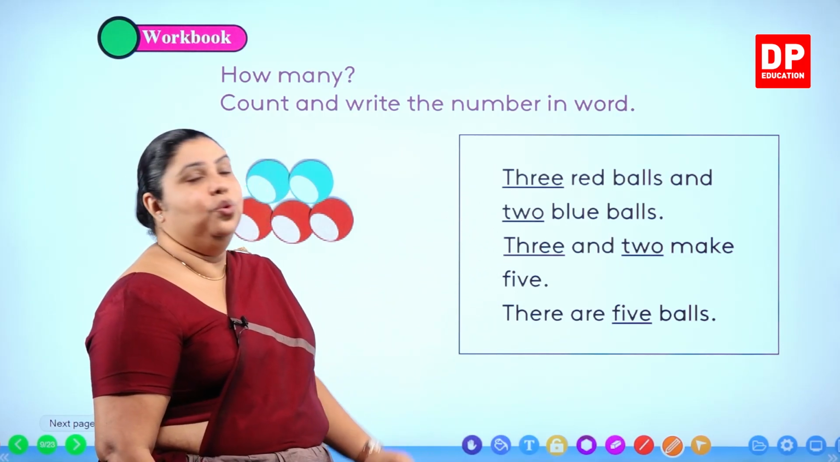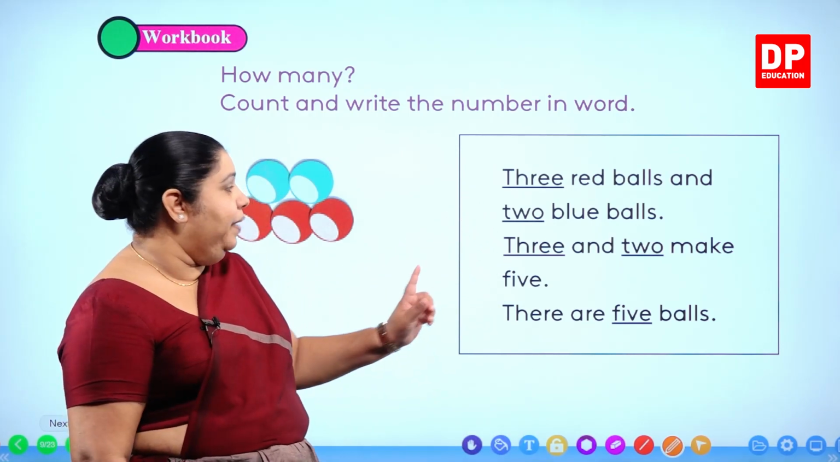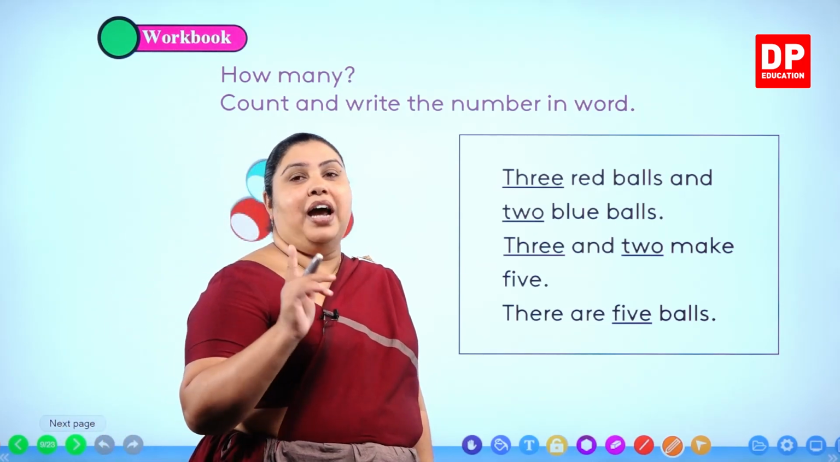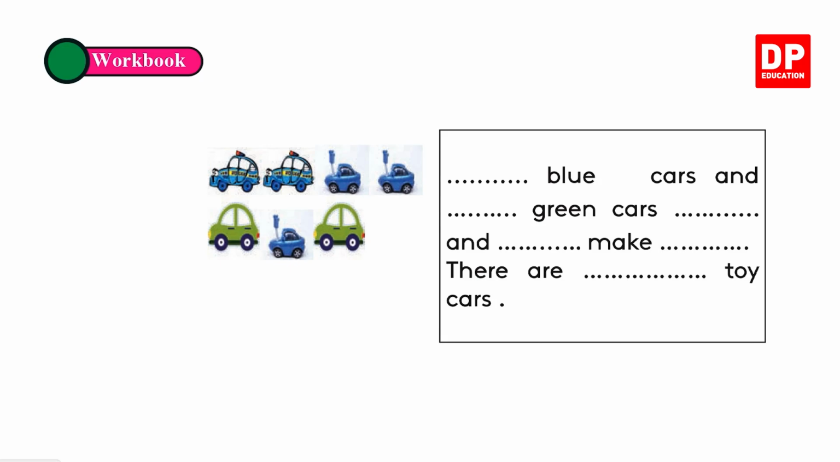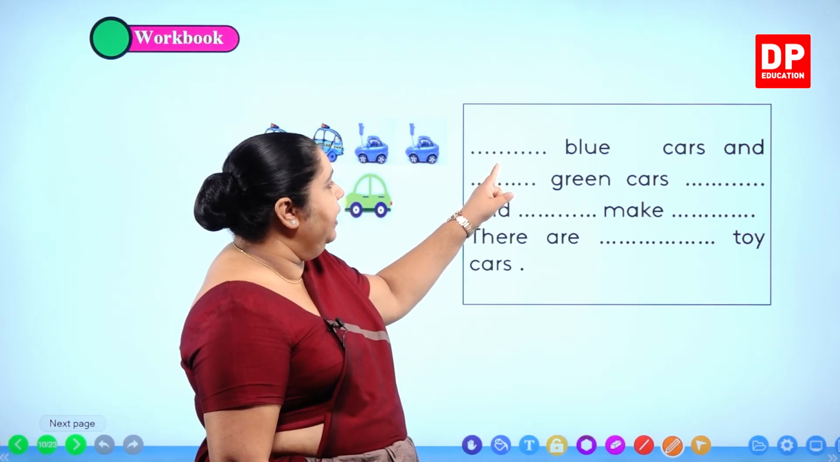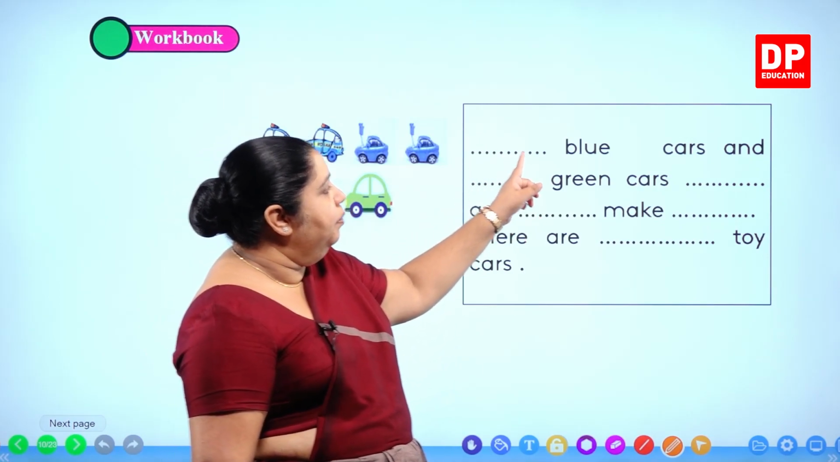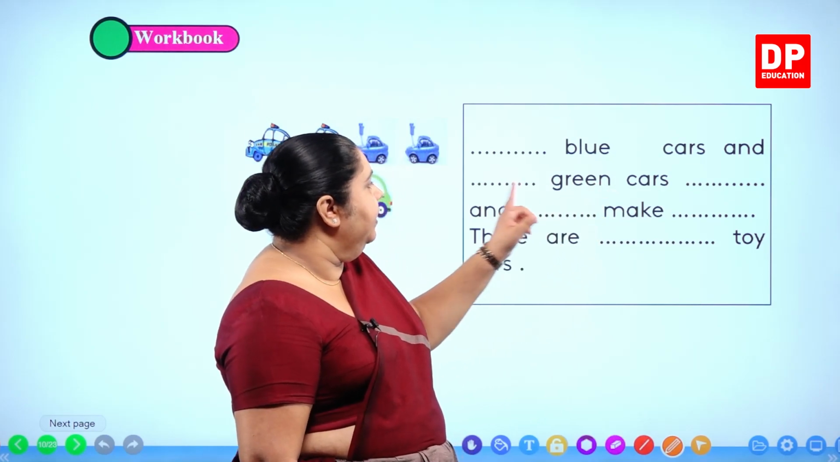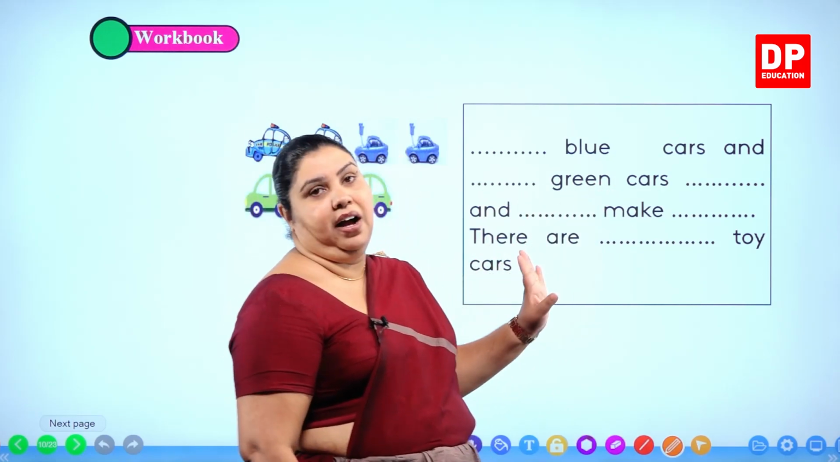3, 2 makes 5. Okay, now let's move on to our next slide because we have to write the words in English like this. Okay, let's count now. We have to fill the blanks writing the number word. Now can you see here? There's a blank and then we have blue cars. And then it says and blank green cars.